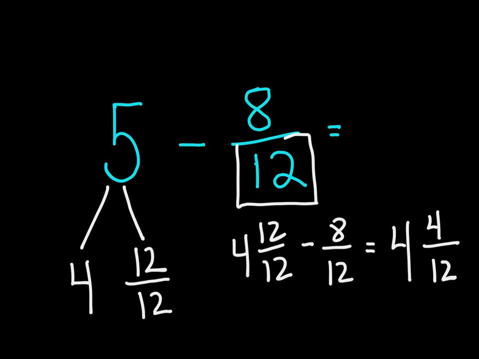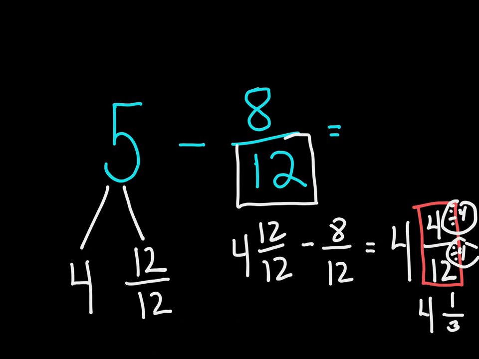Automatically, you should stop and ask yourself, can 4/12 be reduced? And yes, it can, because 4 and 12 have a factor in common. And what they have in common is that we can divide the top and the bottom by 4. To get 4 wholes, the numerator will be a 1, the denominator would be a 3. So 1/3 is equivalent to 4/12, and it's also the simplest form of 4/12 because we divided by the common factor of 4.